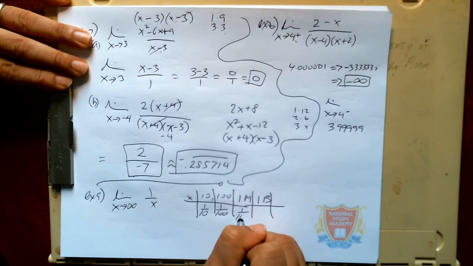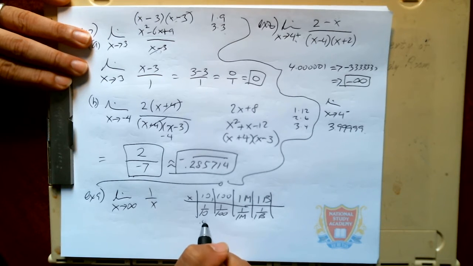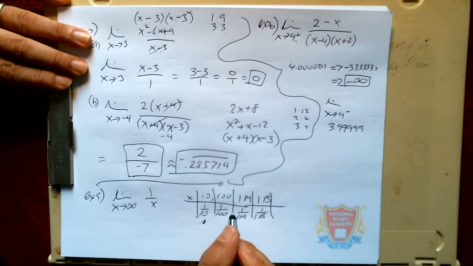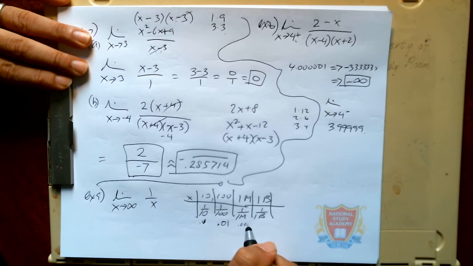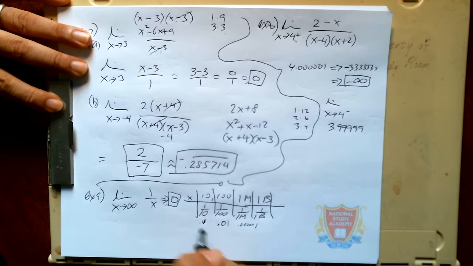That becomes 1 over 1 million. That becomes 1 over 1 billion. 1/10 is 0.1. 1/100 is 0.01. 1/1 million is 0.000001. So this number is approaching zero.